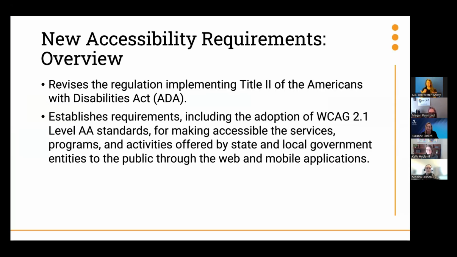So the new accessibility requirements, the overview. This revises the regulation implementing Title II of the Americans with Disabilities Act. It establishes requirements, including the adoption of WCAG 2.1 Level AA standards. Why this is really coming up and becoming more prevalent is that this is specifically addressing content on your web and mobile applications. This includes social media, and it also includes stuff in your LMS. So it really widens the purview of what you need to be responsible for.